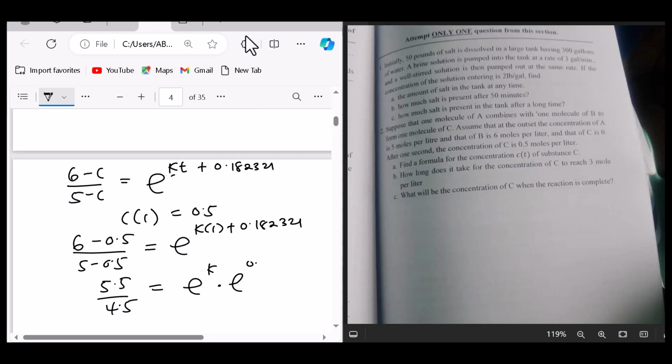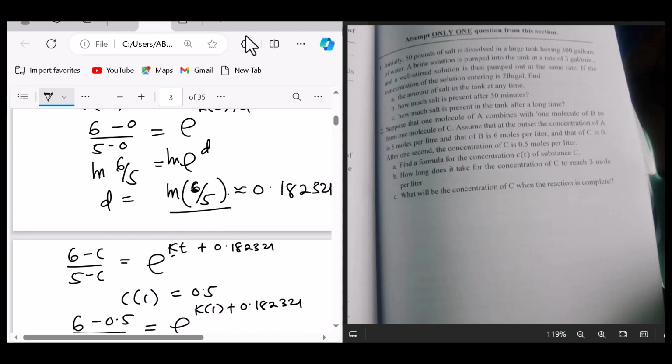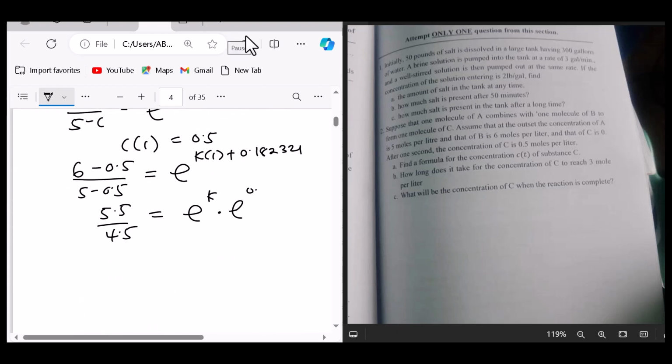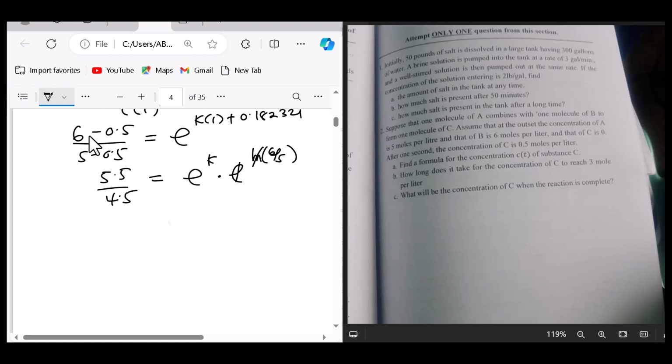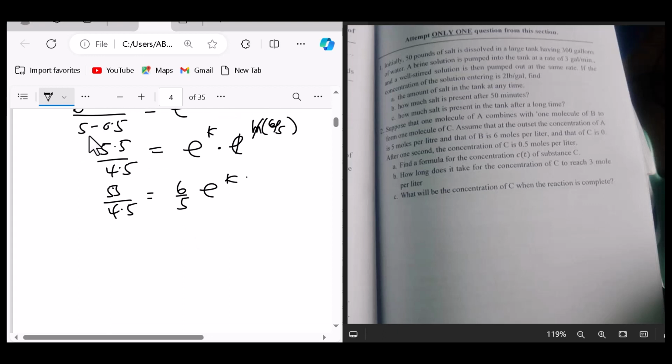Okay, let me just make it, because here it was just ln of this, so I can just put that 10 there, and then let me erase this and put that one there. So that's just ln 6 over 5. So this and this will cancel each other, so we'll get 5.5 over 4.5 equals 6 over 5 e power k. So doing the arithmetic here, I'll just get 5 over 6 times (5.5 over 4.5) equals e power k, like this.